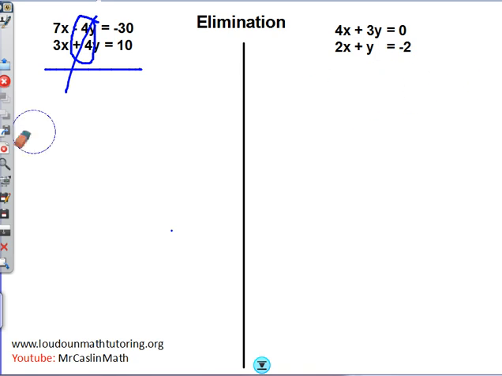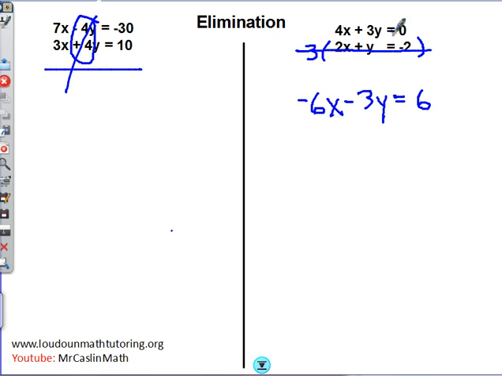So what we have to do is we're going to use a multiplier so that when we add them, they're opposites. Notice you have a 3 and a 1 here, so what we're going to do is we're allowed to multiply both sides of an equation by the same number. So we're going to multiply everything by negative 3. So negative 3 times 2x is negative 6x minus 3y is equal to negative times negative is positive 6.